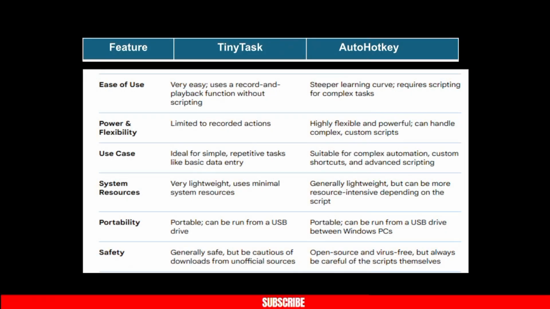So let's get started. First, we will see the ease of use. TinyTask is very easy to use, with a record and playback function without scripting, while AutoHotkey has a deeper learning curve and requires scripting for more complex tasks.